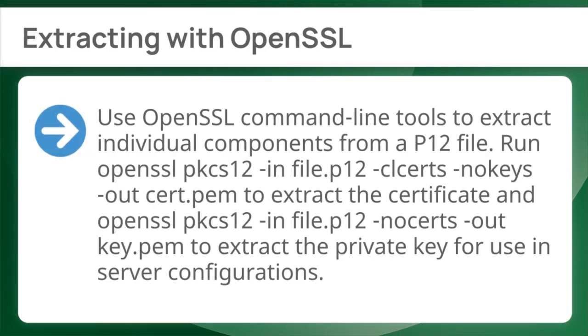Use OpenSSL command line tools to extract individual components from a P12 file. Run openssl pkcs12 -in file.p12 -clcerts -nokeys -out cert.pem to extract the certificate, and openssl pkcs12 -in file.p12 -nocerts -out key.pem to extract the private key for use in server configurations.